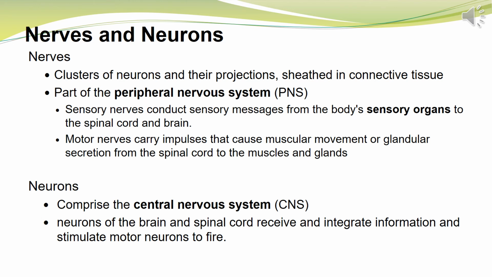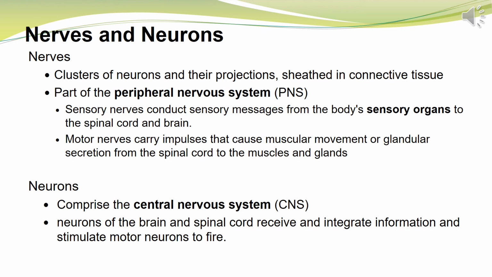And then the motor nerves carry impulses which cause muscular contraction or lead to glandular secretion, and these impulses are carried from the spinal cord to the specific muscles and glands that are going to perform the specific task. And basically the peripheral nervous system is all the nerves to the side of your spinal cord in your body.